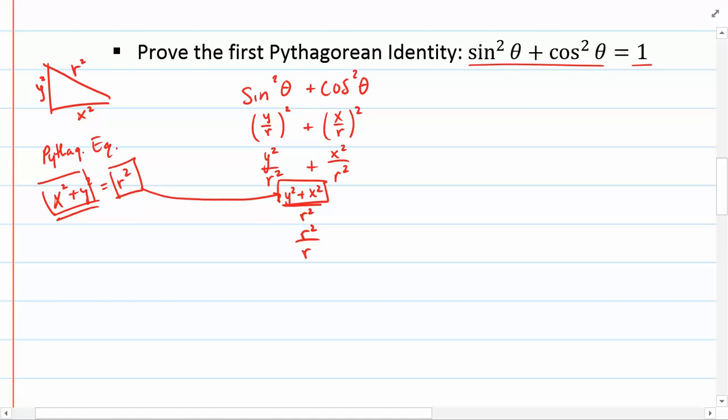And now what I have is a fraction, r squared divided by r squared, and you know what happens when I have a number divided by itself. R squared divided by r squared is equal to 1. Therefore, by proof, we've shown that sine squared of theta plus cosine squared of theta, through each of these mathematical steps, is exactly equal to the number 1. We've proven this Pythagorean identity.